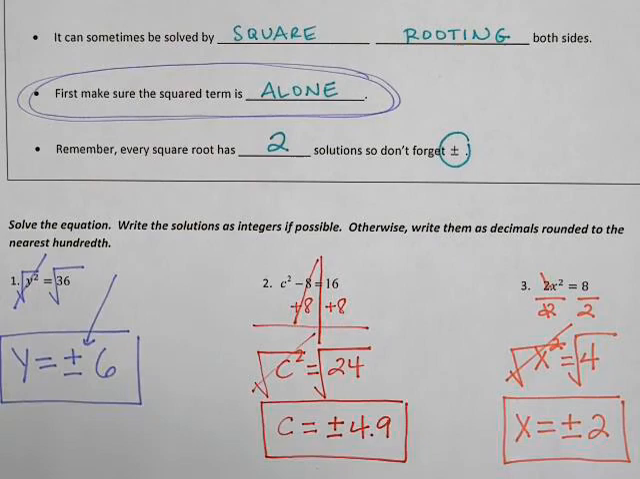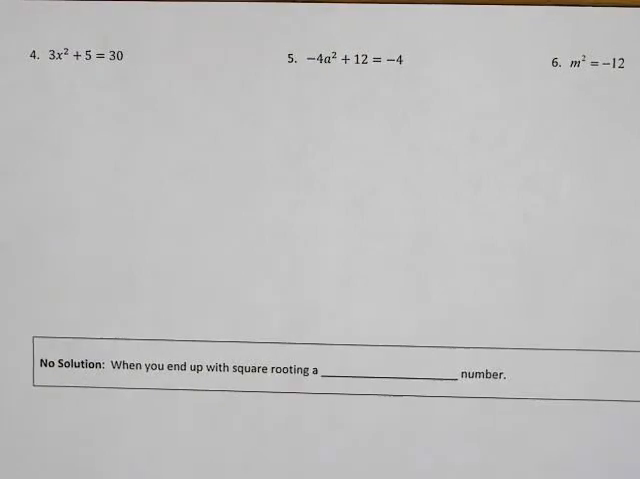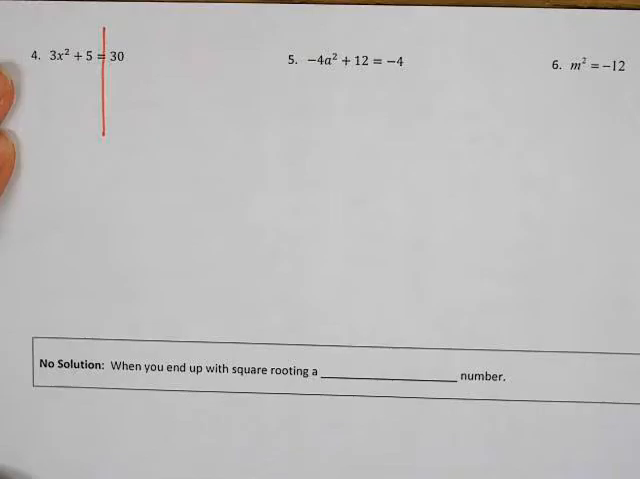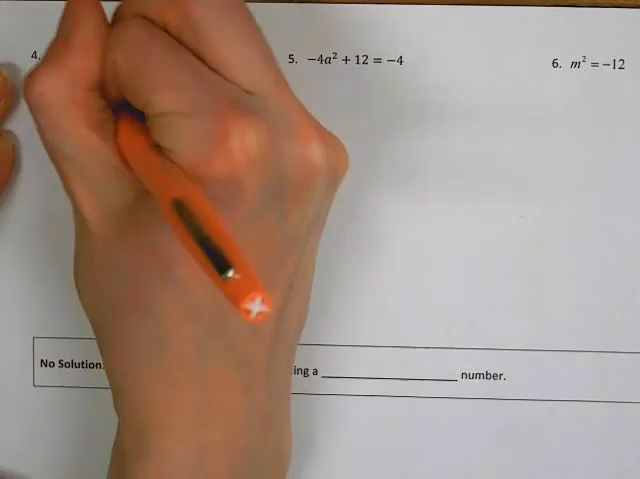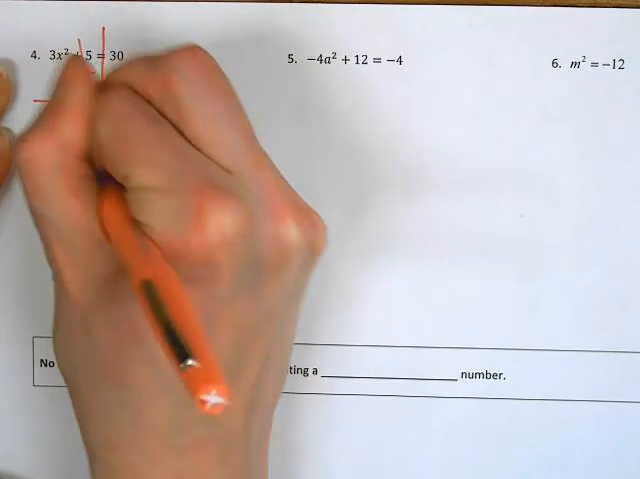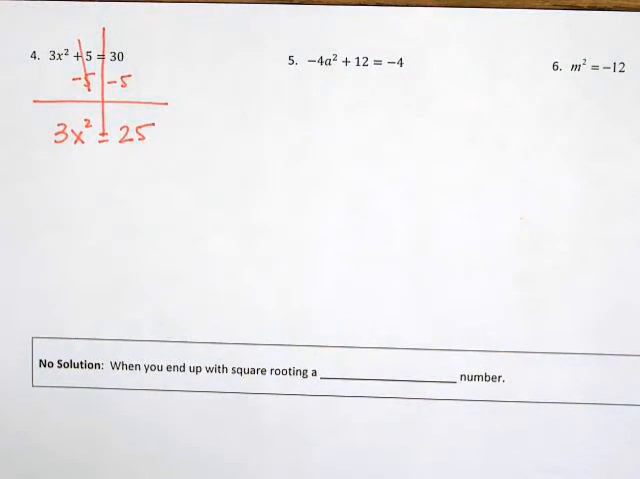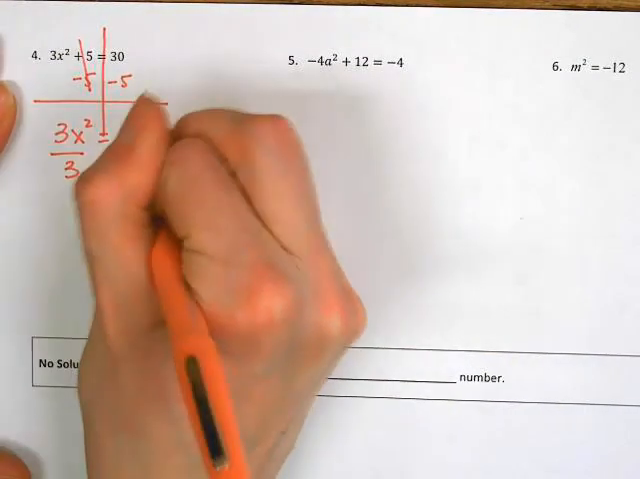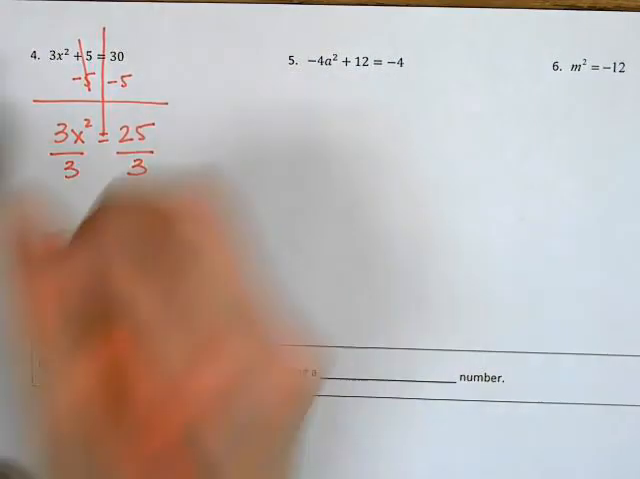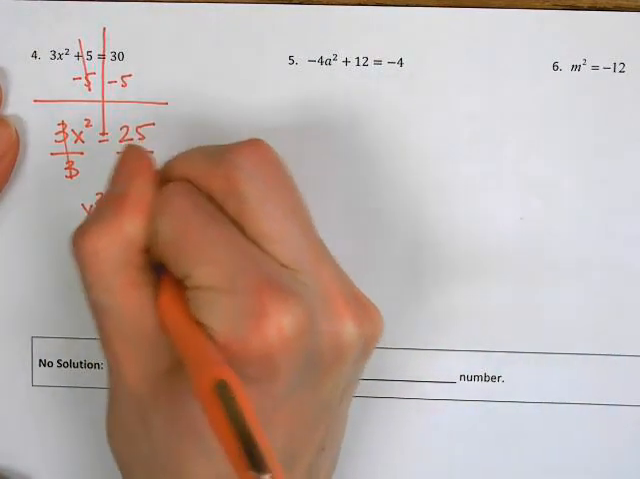All right, guys, let's keep going. On to the back. Okay, these just get a little bit harder. So number 4, we got to isolate first. So just pretend you're solving a normal equation. You would minus the 5, and we'd be at 3x squared equals 25. And then you would divide by 3, and you'd be at x squared equals, I'm just going to leave it as 25 over 3.